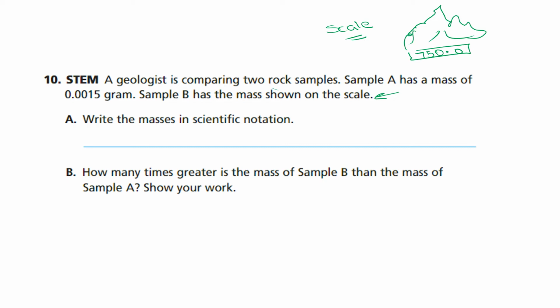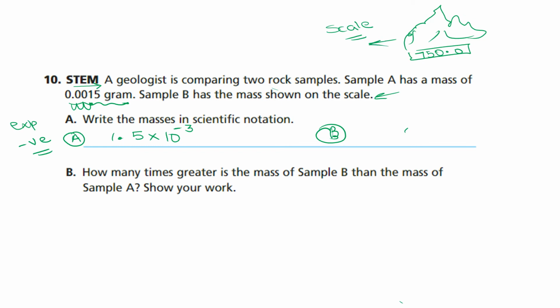So look at sample A, and while writing in the scientific notation, when we move to the right, the exponent will be negative. How many places? After the first digit. Okay, so let's see: 1, 2 and 3. So we will write 1.5 into 10 to the power of 3 places, which means negative 3. So this is our sample A. What about our sample B? Our sample B is 750 grams, which means we have to move to the left.